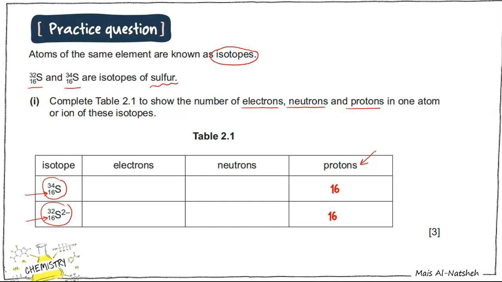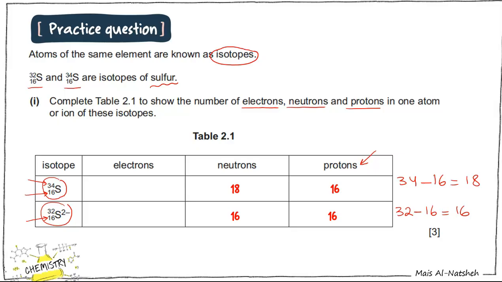Now, find the number of neutrons. How do we find the number of neutrons? Take the mass number for the first one, which is 34. So you will say 34 minus 16. That equals 18. So for the first isotope, we have 18 neutrons. Now, for the second isotope, we have a mass number of 32. Say 32 minus 16, that equals 16 neutrons.